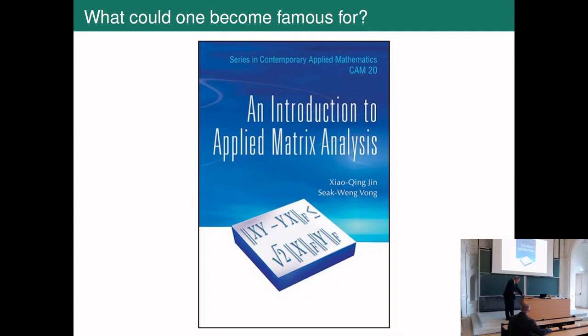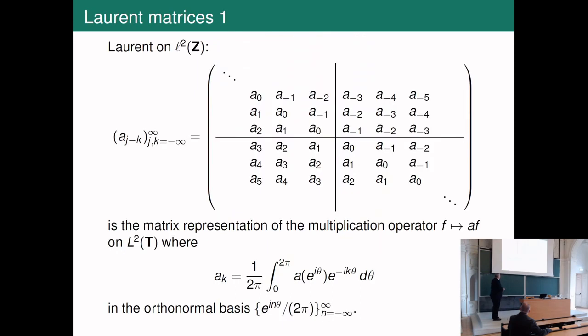Well, but now let's come to some things I could prove. Let's begin with Laurent matrices. Laurent matrices are doubly infinite matrices of this kind, they are constant along these diagonals. If you consider the multiplication operator by a function a on the L2 over the unit circle, then this matrix is the matrix representation of this operator on this orthonormal basis. And it turns out the a_k are just the Fourier coefficients of this function.